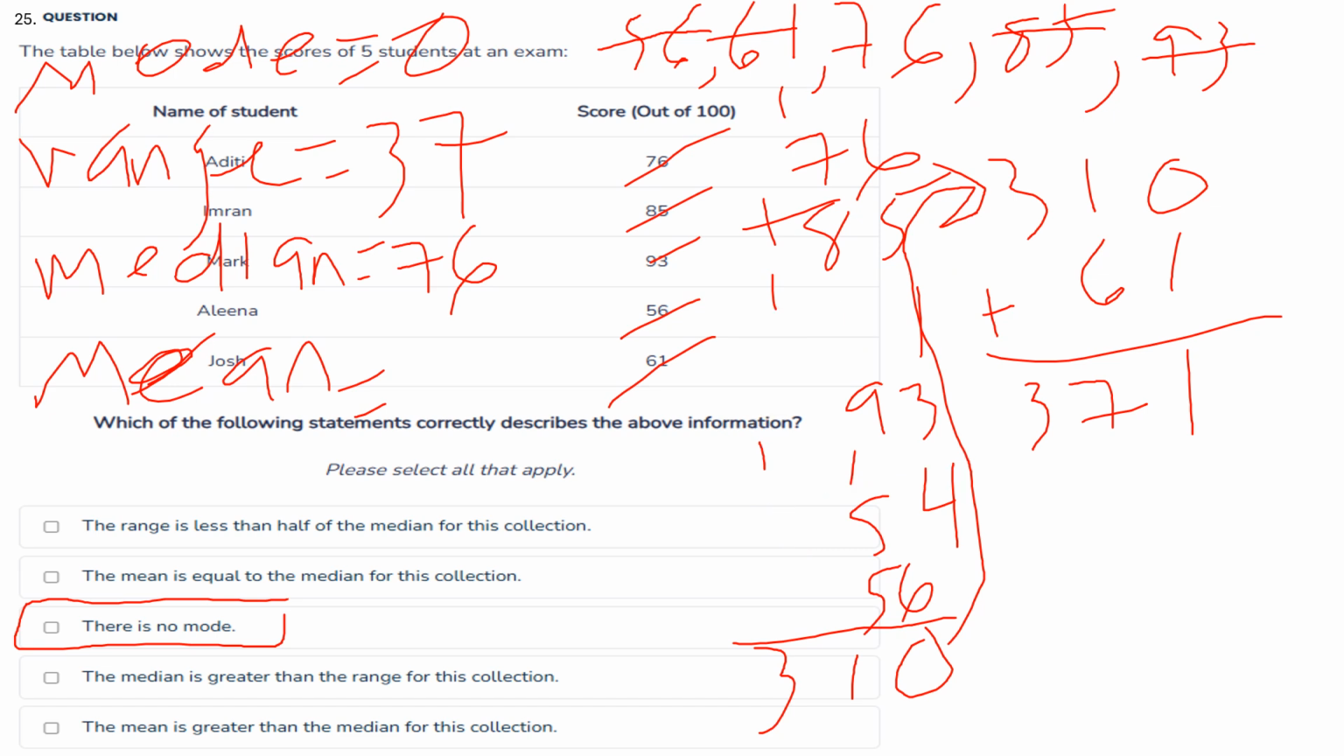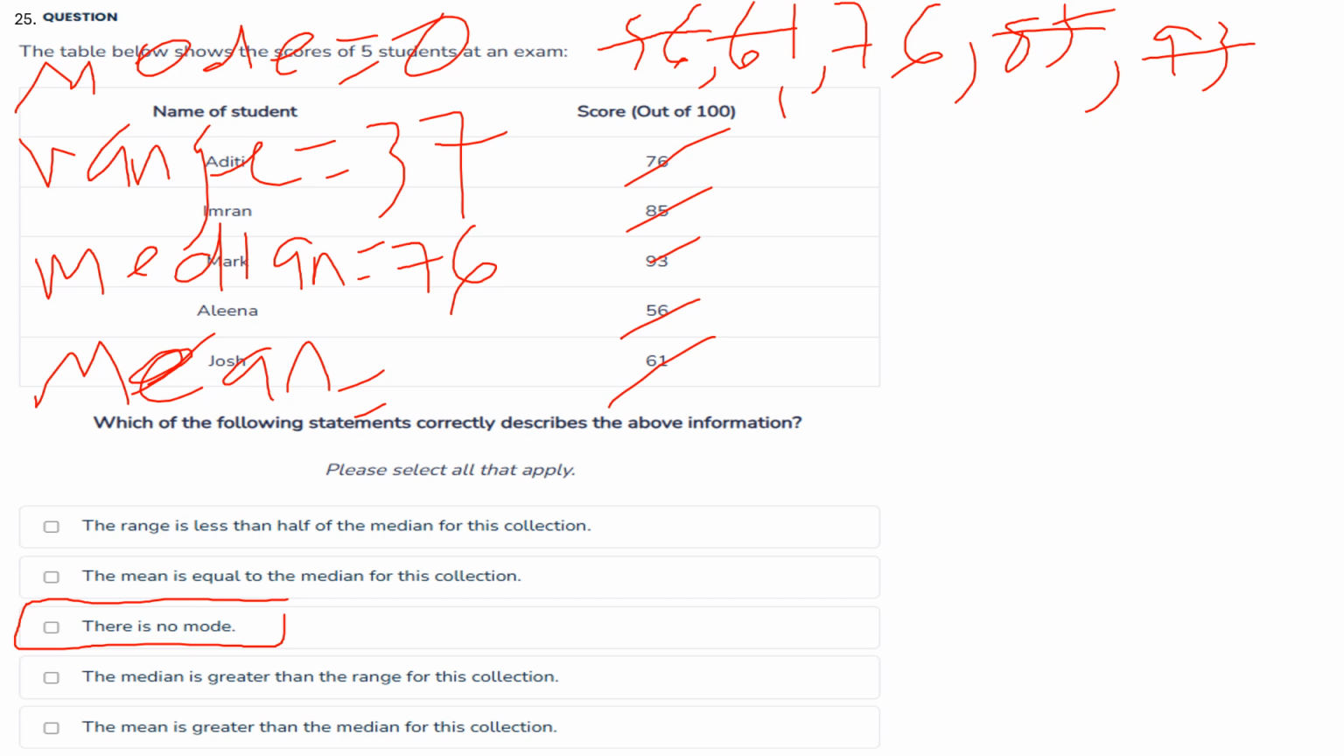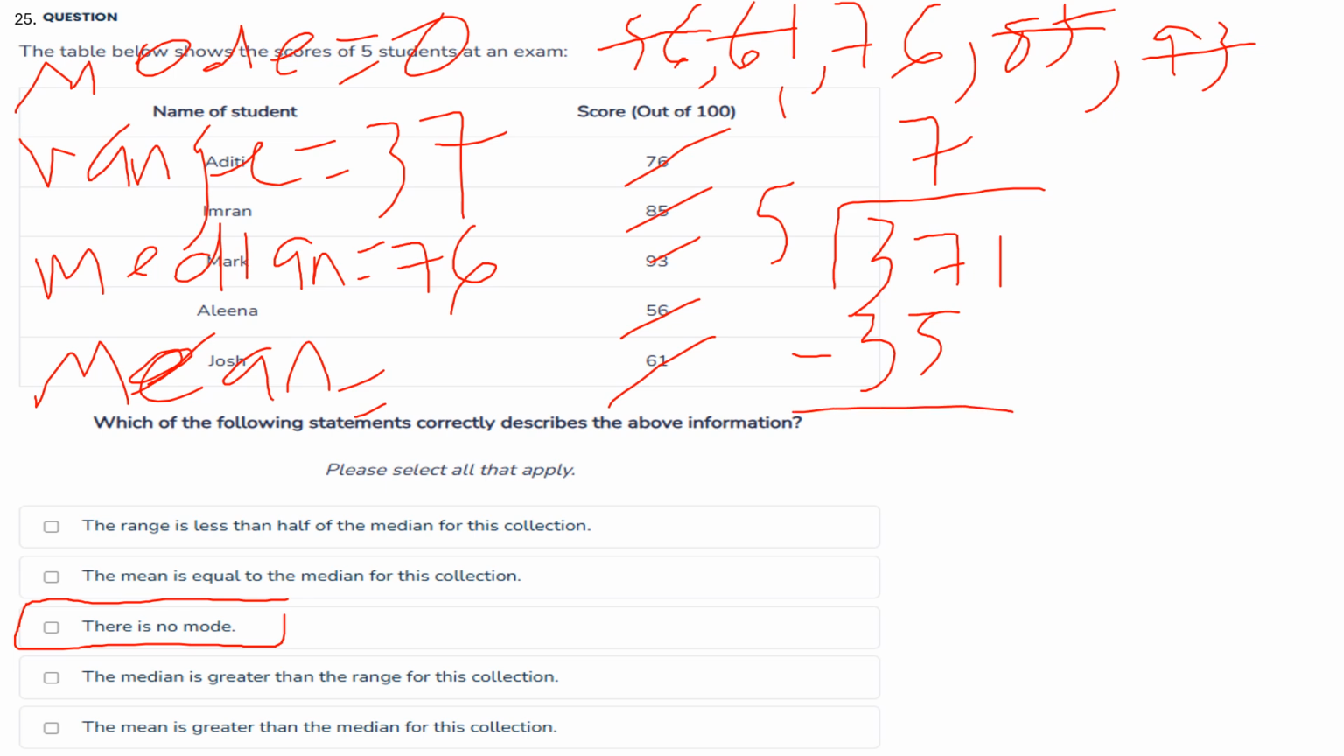So what I have to do now is I need to divide 371 by 5 because there's a total of 5 students. So let me go ahead and get that set up. So we have 5 divided into 371. 5 can't go into 3. 5 can go into 37 7 times. 7 times 5 is 35. All right. 37 minus 35 is 2. Bring that 1 down. 5 can go into 21 4 times. 4 times 5 is 20. All right, so our mean is 74.